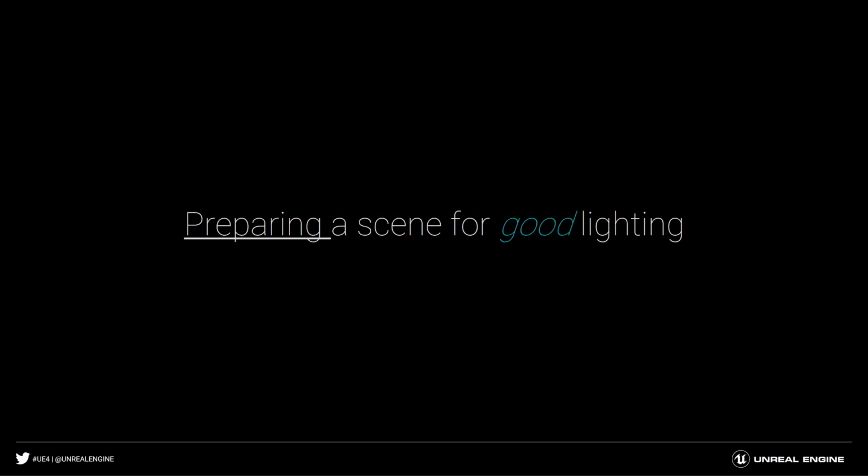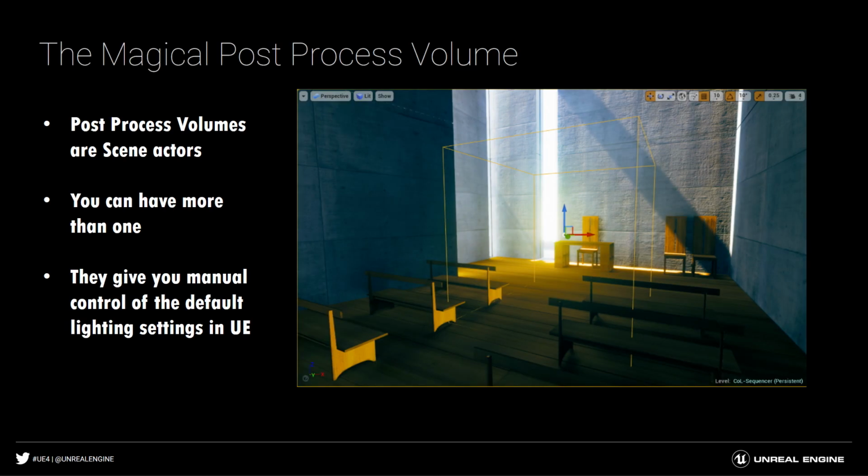Now, this tip is kind of more than one tip. There's several things in here. This is a little bit of a process. I'm watching my time. I want to make sure that we're respecting the time here. So, preparing a scene for good lighting. Now, I underline the word preparing because this isn't how to do good lighting. This is essentially neutralizing your scene so that you can start to make some good decisions about lighting. And that's all done with the magical post-process volume.